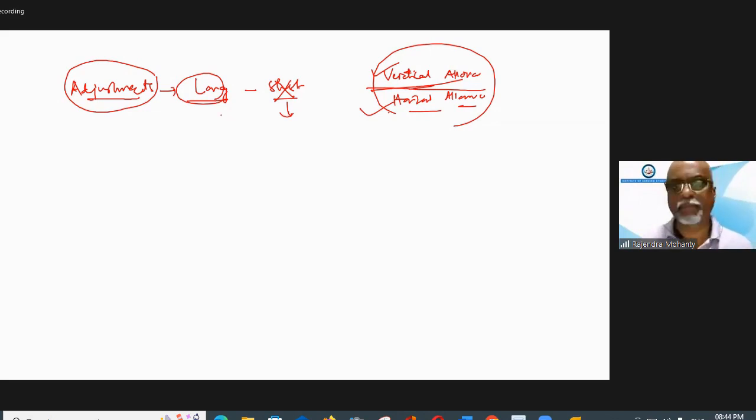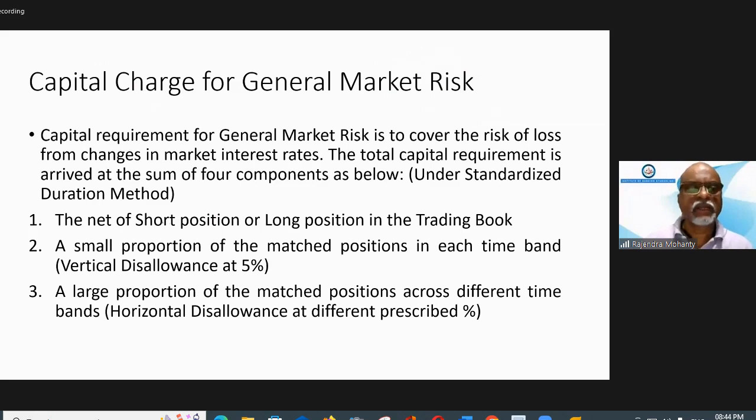So I'll just give you an example. The first step of the method is that the net of short positions or net of long positions in the trading book has to be taken. Then a small proportion of the matched positions, about the remaining maturity in each time band, has to be taken at a discount of, say, a vertical disallowance of 5%.